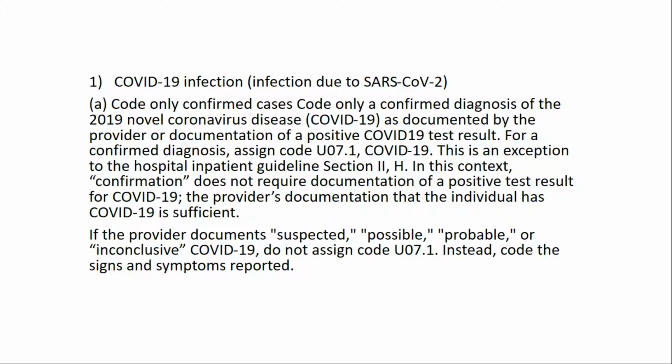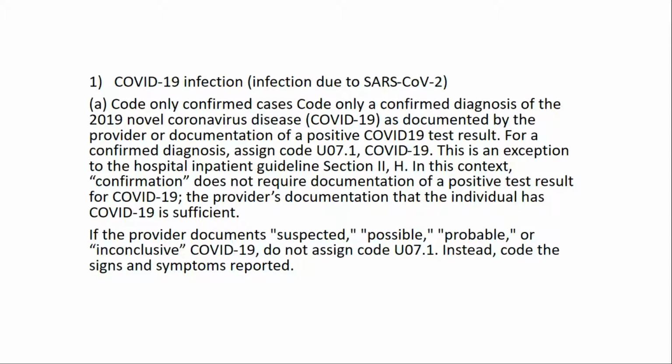So first is COVID-19 infection due to SARS-CoV-2. Here we have to code only the confirmed cases, only the confirmed diagnosis of the 2019 novel coronavirus disease as documented by the provider or documentation of a positive COVID-19 test result. If the documentation clearly confirms the diagnosis of 2019 novel coronavirus disease, you have to assign code U07.1 as principal diagnosis.